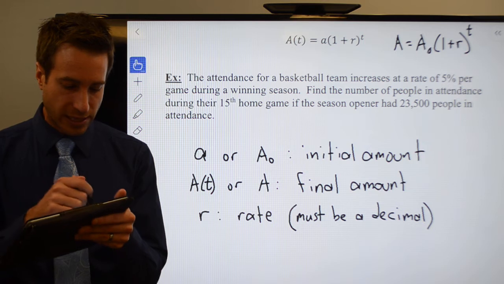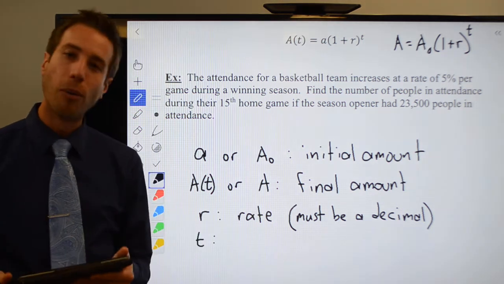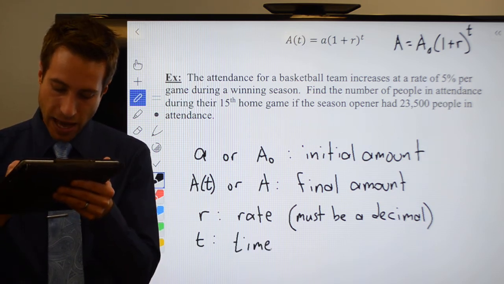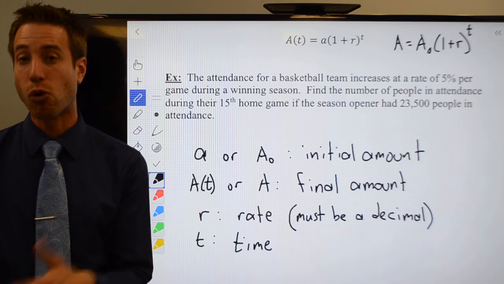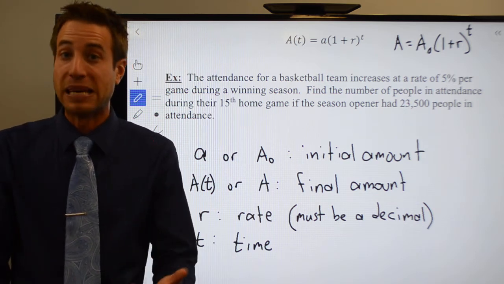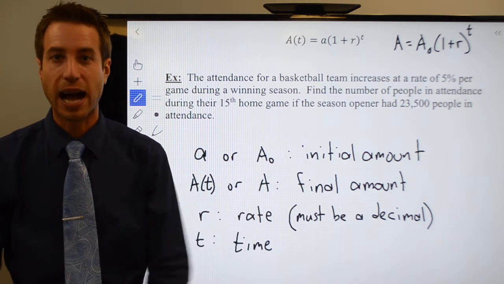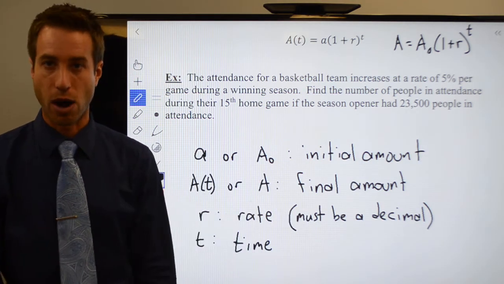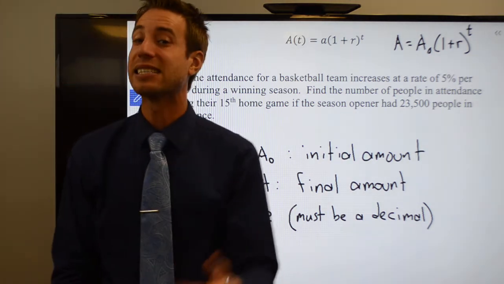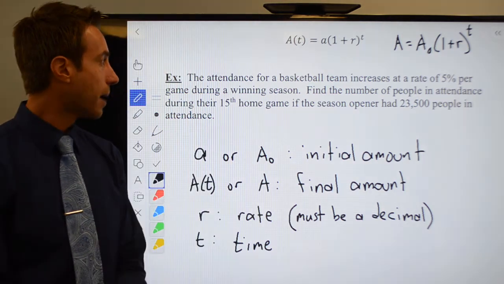And then the last one is T, and T is really easy. T just represents the time. And of course, the problem will determine what the time is. Is it seconds, minutes, hours, days, weeks, months, years? What the time is depends on the problem. So now that we know what all of the variables mean, let's go ahead and take a look at the example problem that I have for you. We'll see if we can't work it out. Here's what we've got.